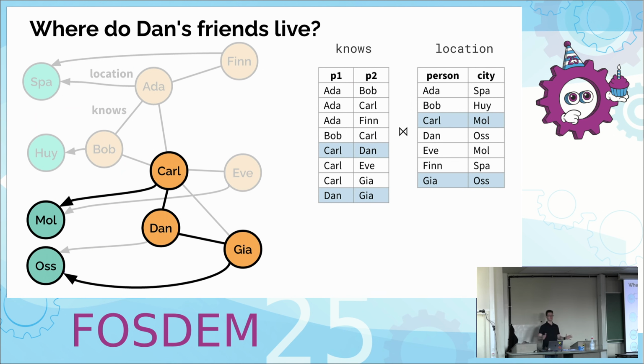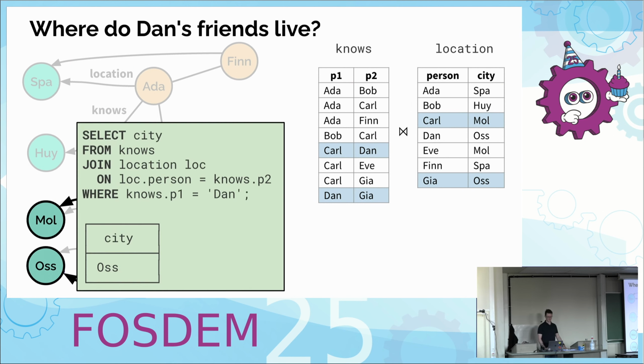But if you try to write a SQL query naively, you may end up writing something like this. You want to select the city from the Knows table joined on the location table on the corresponding attributes, and you filter for Dan. But you will get only one city, you will get only Os. What did we miss? We missed the fact that the Knows edge is bidirectional, and this is not captured in the data. So what do we do?